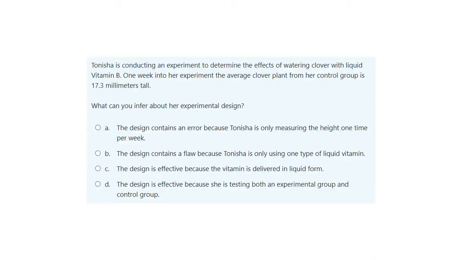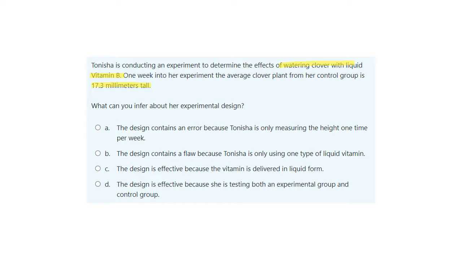Now for this question, we only have a small part of the explanation, but Tanisha is conducting an experiment to determine the effect of watering clover with liquid vitamin B. So the thing that she's changing is the watering with liquid vitamin B. So that will be the independent variable. And the thing that she's measuring is the height. So the height would be the dependent variable.